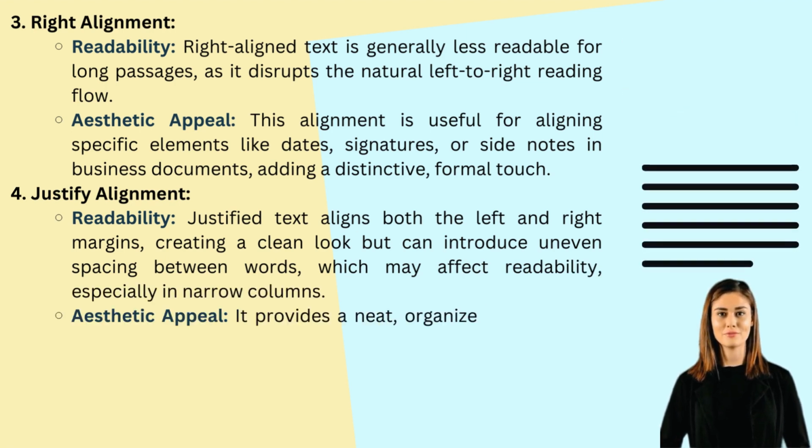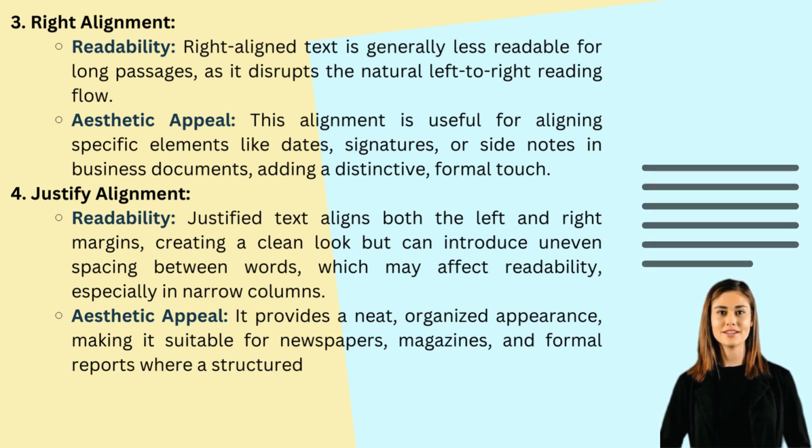4. Justify alignment, readability. Justified text aligns both the left and right margins, creating a clean look but can introduce uneven spacing between words, which may affect readability, especially in narrow columns. Aesthetic appeal. It provides a neat, organized appearance, making it suitable for newspapers, magazines, and formal reports where a structured look is desired.